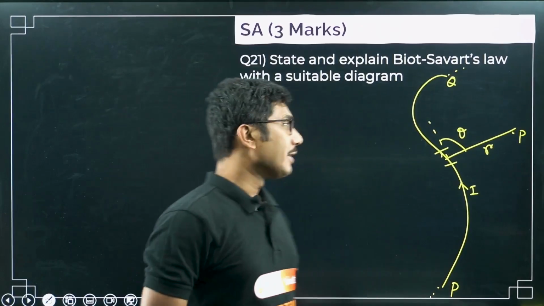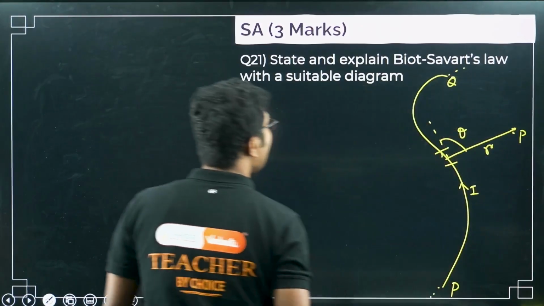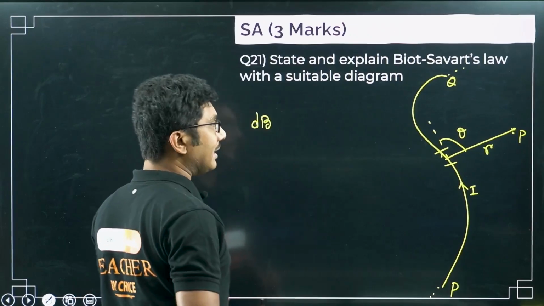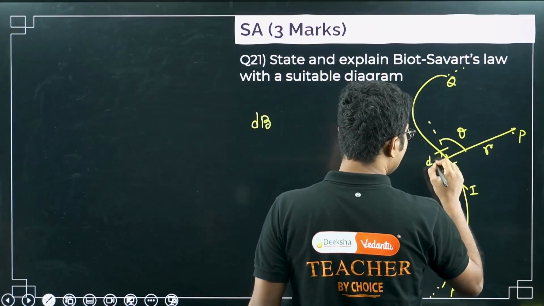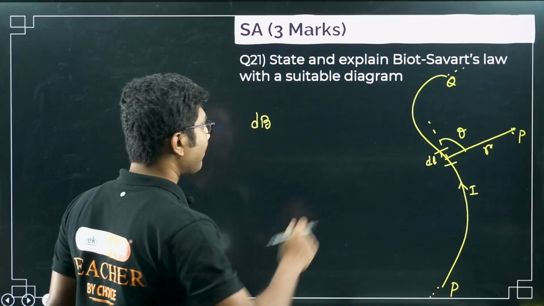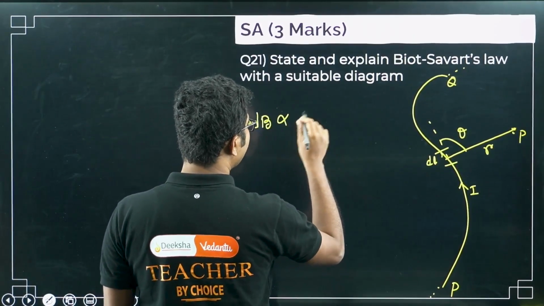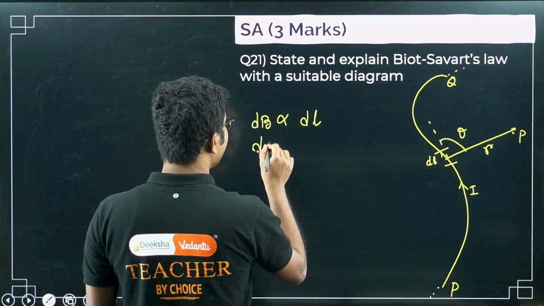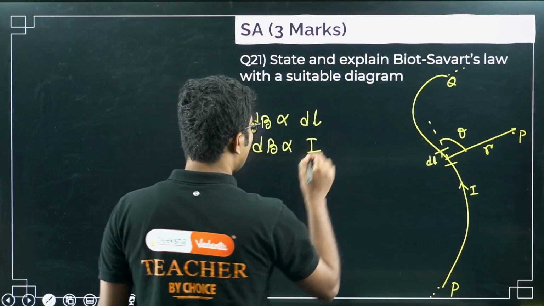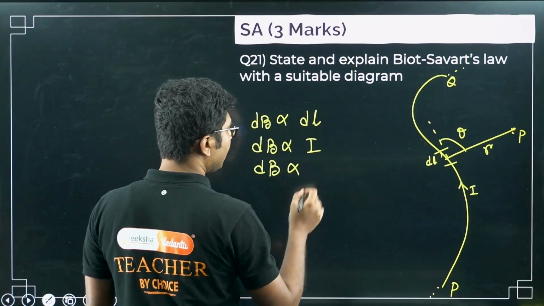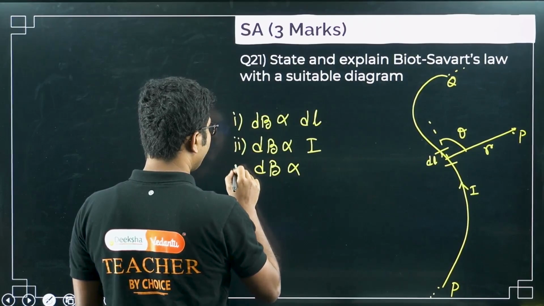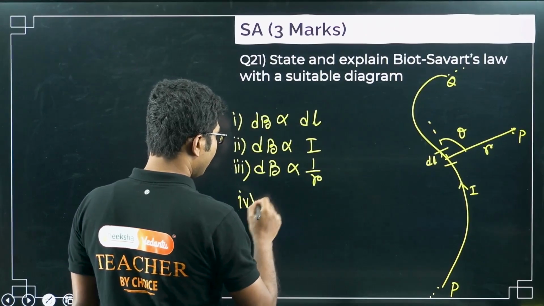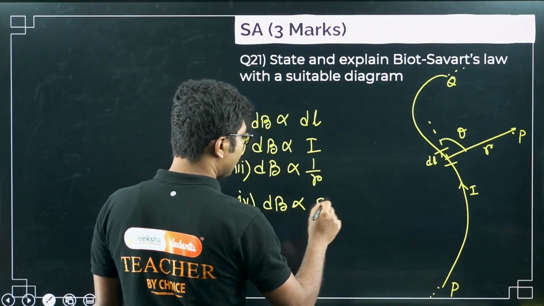Now you have to mention that the magnetic field at P due to the current carrying infinitely long wire PQ is given by magnetic field dB, small magnetic field due to this element, a small element dl at a point P. dB is proportional to the length of the current element, dB is proportional to the current, and dB is inversely proportional to the distance, and dB is proportional to the sine theta.